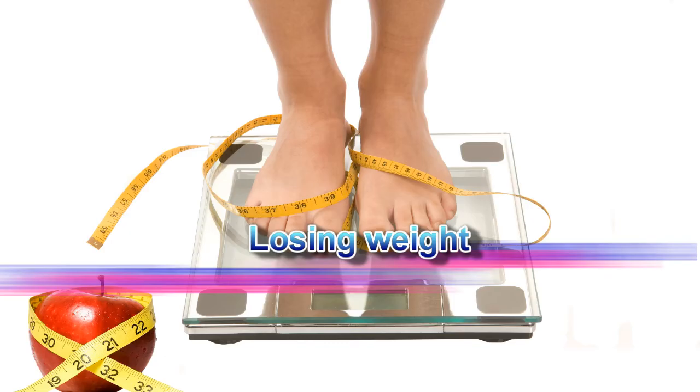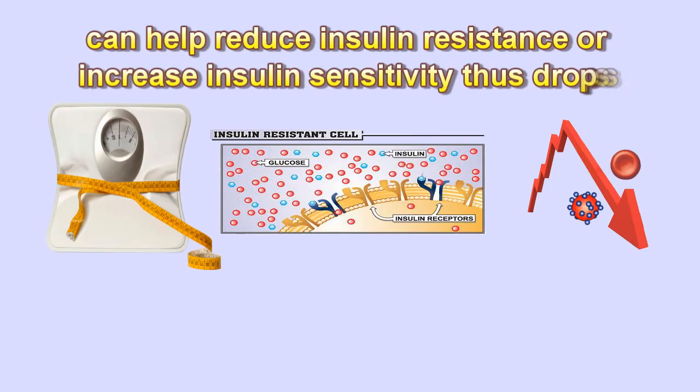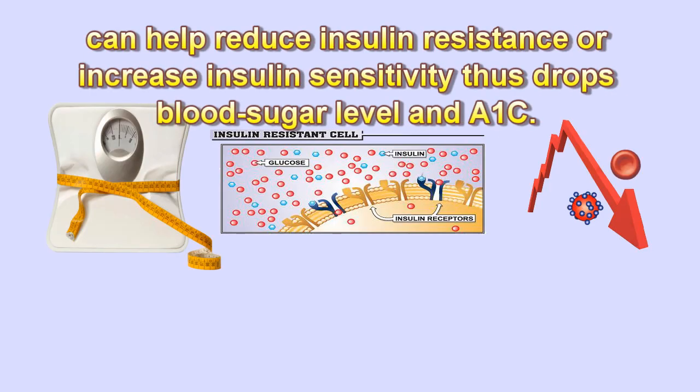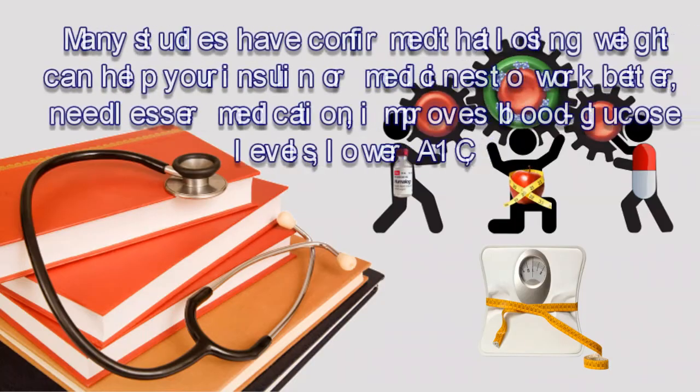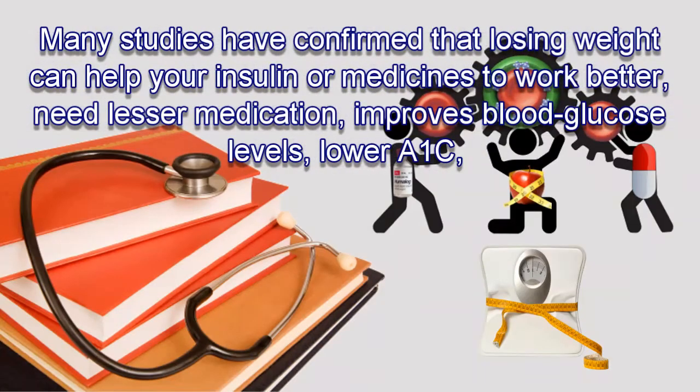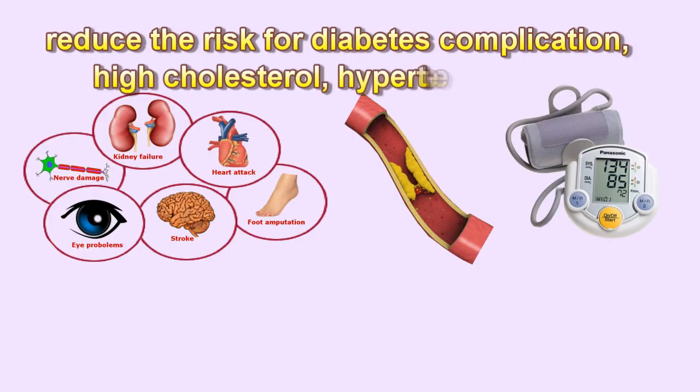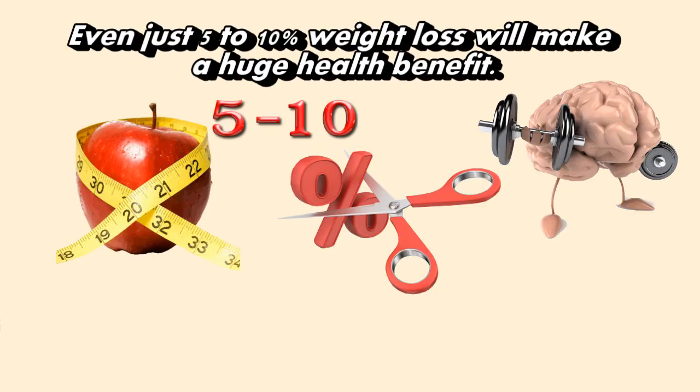Losing weight can help reduce insulin resistance or increase insulin sensitivity, thus dropping blood sugar level and A1C. Many studies have confirmed that losing weight can help your insulin or medicines to work better, need less medication, improve blood glucose levels, lower A1C, and reduce the risk for diabetes complications, high cholesterol, hypertension, etc. Even just 5 to 10% weight loss will make a huge health benefit.